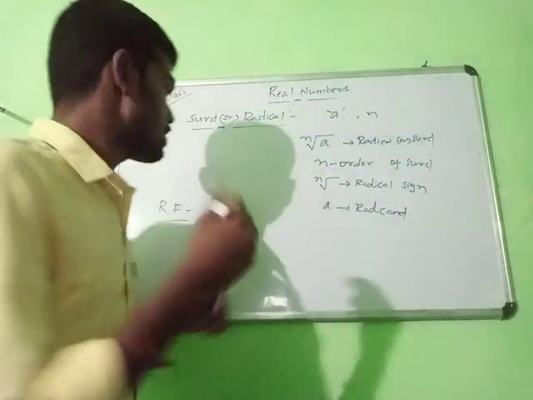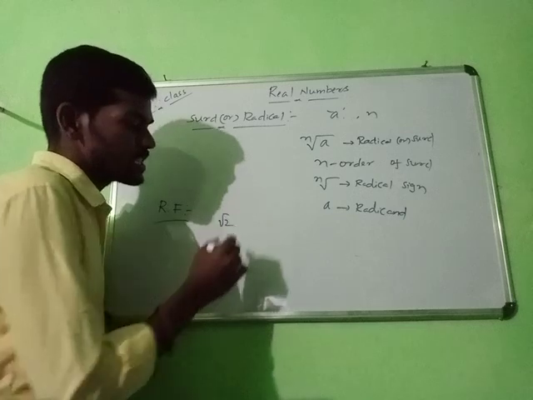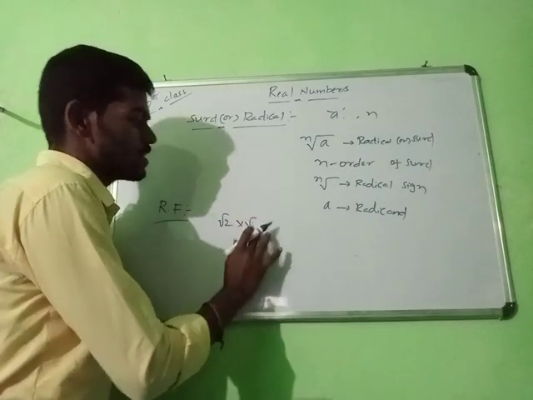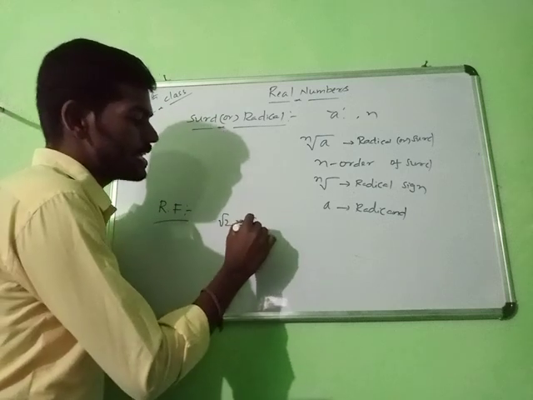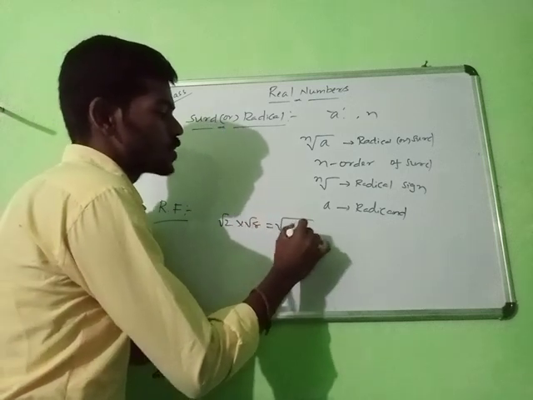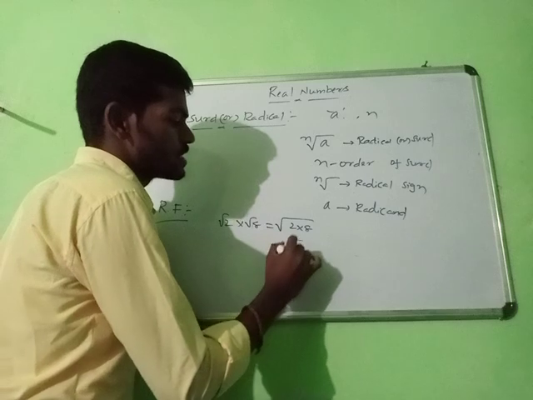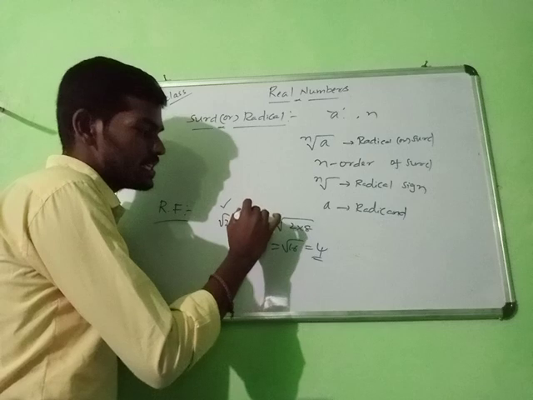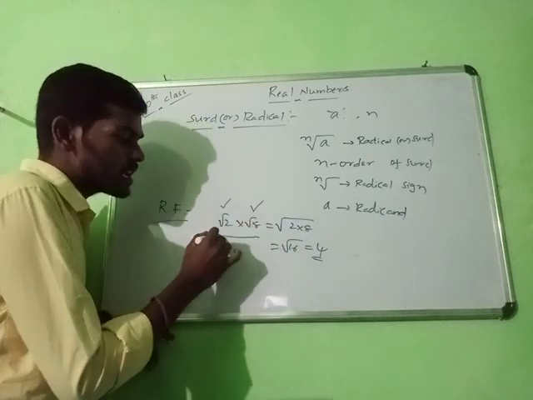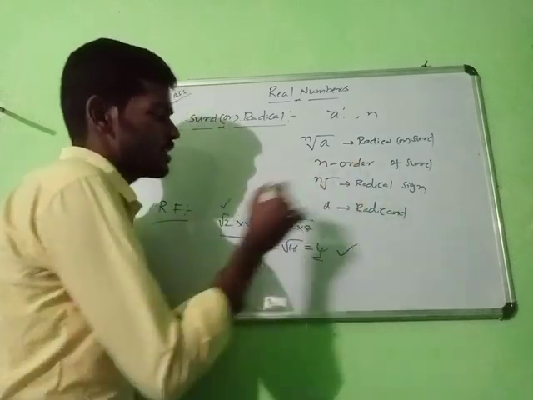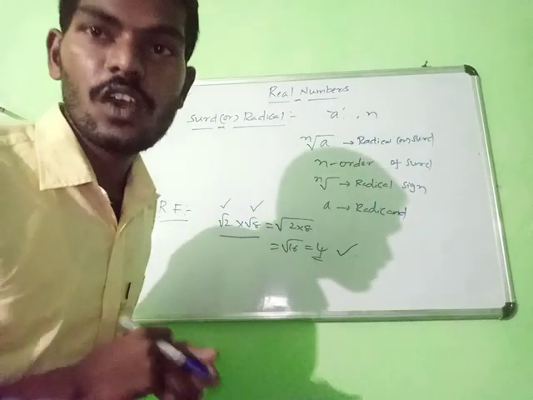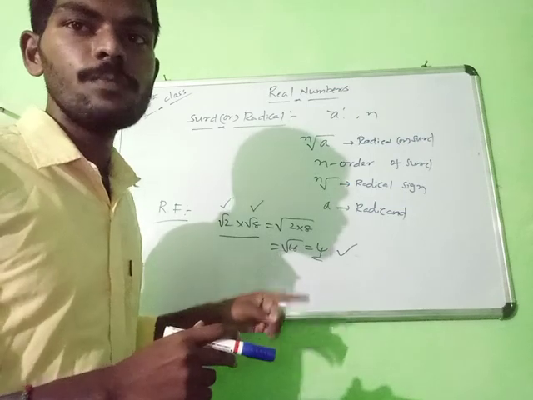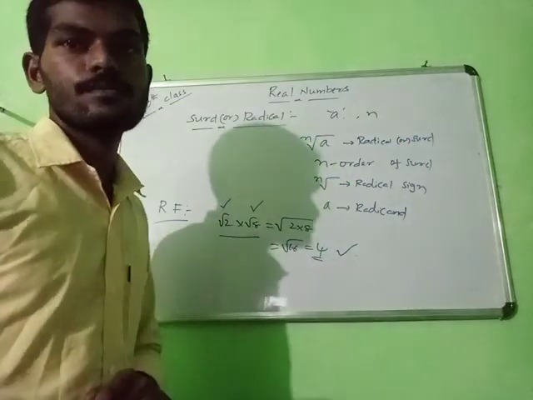For example, take root 2, which is irrational. Another number, root 8. What will come? Root of 2 into 8 is root 16, which equals 4. So this is an irrational number, and this is an irrational number, and the product of the two irrational numbers is a rational number. So root 2 is the RF of root 8. Similarly, root 8 is the RF of root 2.